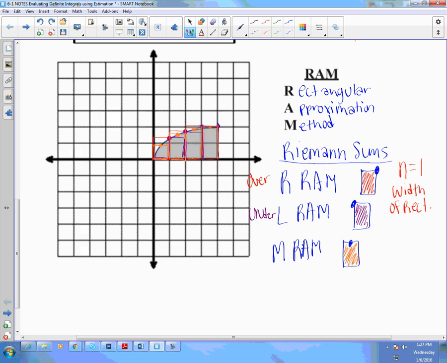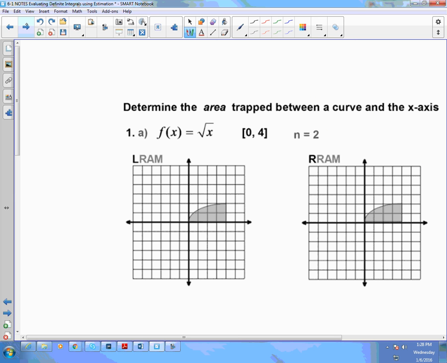Which estimation do you think is the closest to the actual area? The midpoint. Why? That includes some of the outside, but excludes some of the inside, so it kind of balances itself out. Hence the middle rectangular approximation. Alright, great. Okay, flip it over.